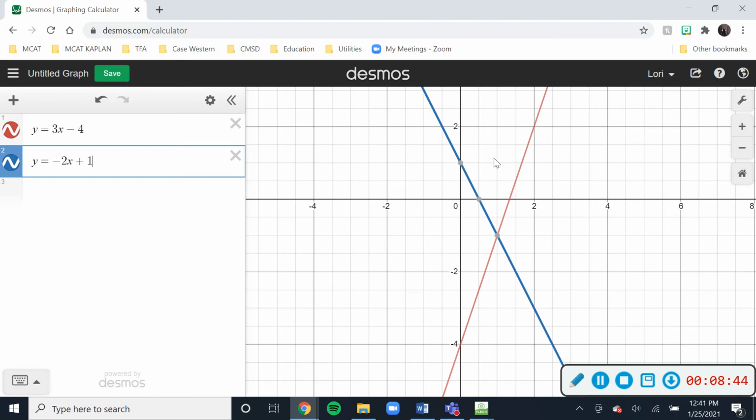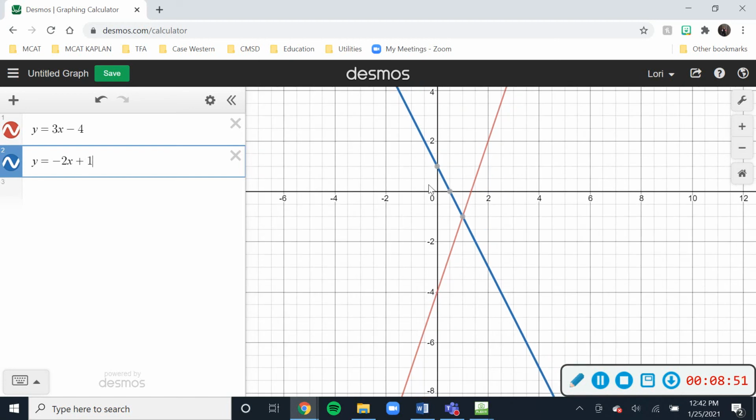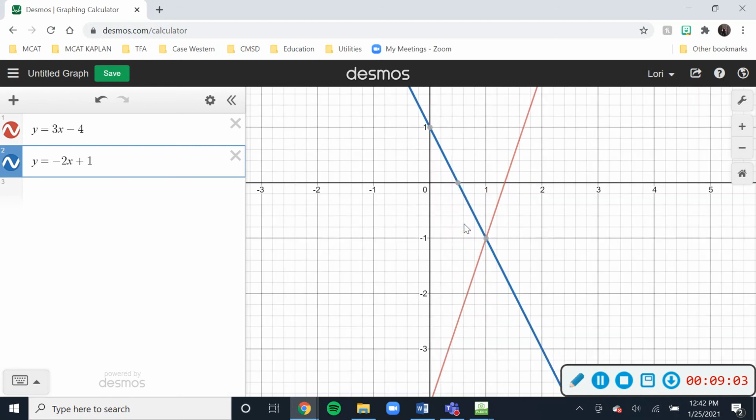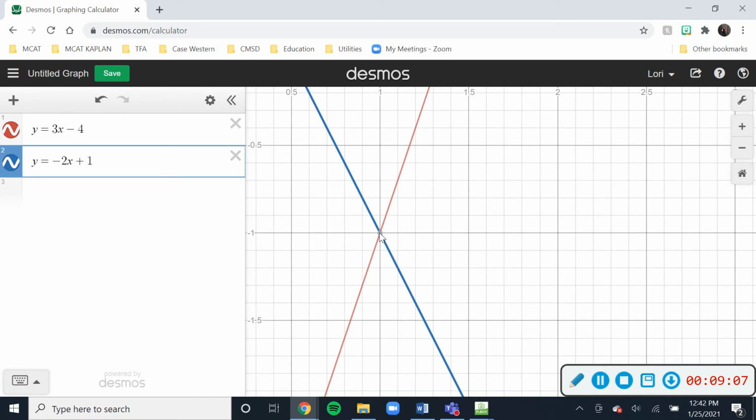And when I type that in, it's nice, they give you separate colors so you can see which one is which. And if we look at this picture right here, it looks a lot like the one that we took notes on, where they intersect one time, right here. And you can see when you're on the computer and you hover over this point where they are crossing, it will actually tell you what the coordinate value for this is. So for this one, when we plot them, we have 1, negative 1.